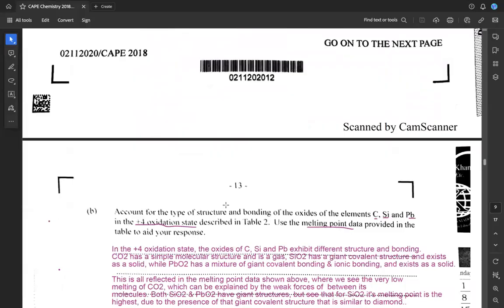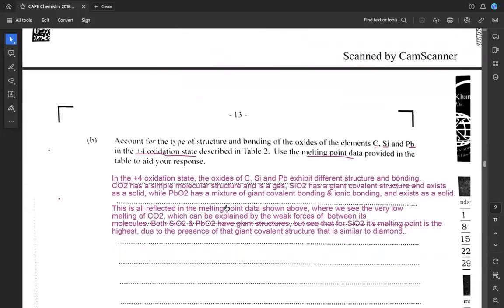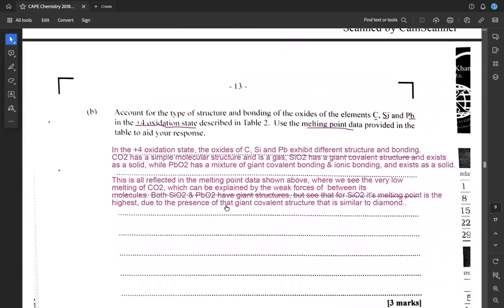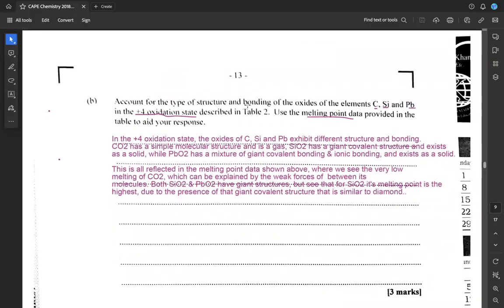So then we move on to part B of that same question, which is saying that we should account for the type of structure and bonding of the oxides of the elements carbon, silicon, and lead in the +4 oxidation state that's described in table 2, right? So we're to account for the type of structure and bonding that's present in those oxides in the +4 state, and use the melting point data to help us in that response, right?